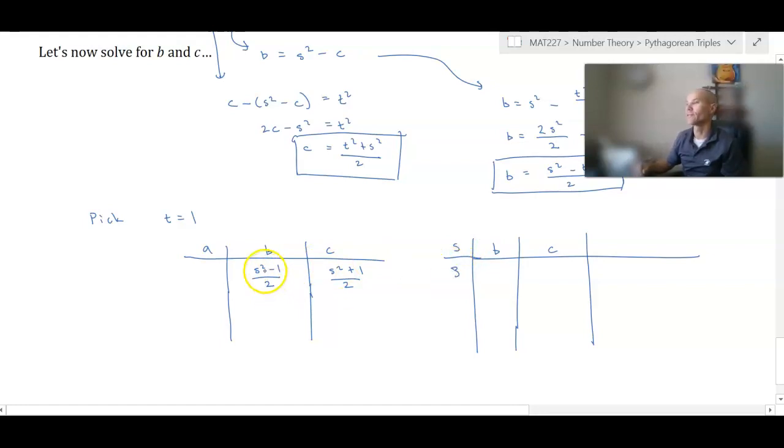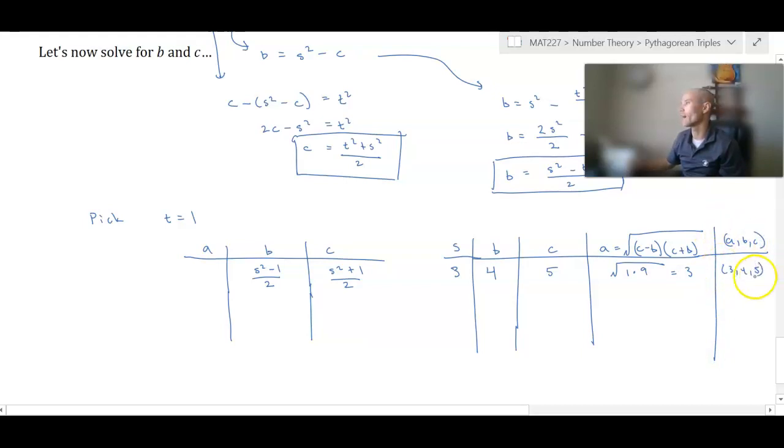Let's pick 3 for s. So that means 3 squared is 9. 9 minus 1 is 8. 8 divided by 2 is 4. Now I'll have 9 plus 1, which is 10, divided by 2, which is 5. So if b is 4 and c is 5, then a is going to equal the square root of c minus b times c plus b. Well, c minus b is 5 minus 4, which is 1. c plus b is 9, and the square root of 9 is equal to 3. So now the triple that we've just generated is the one that we know and love, 3, 4, 5.